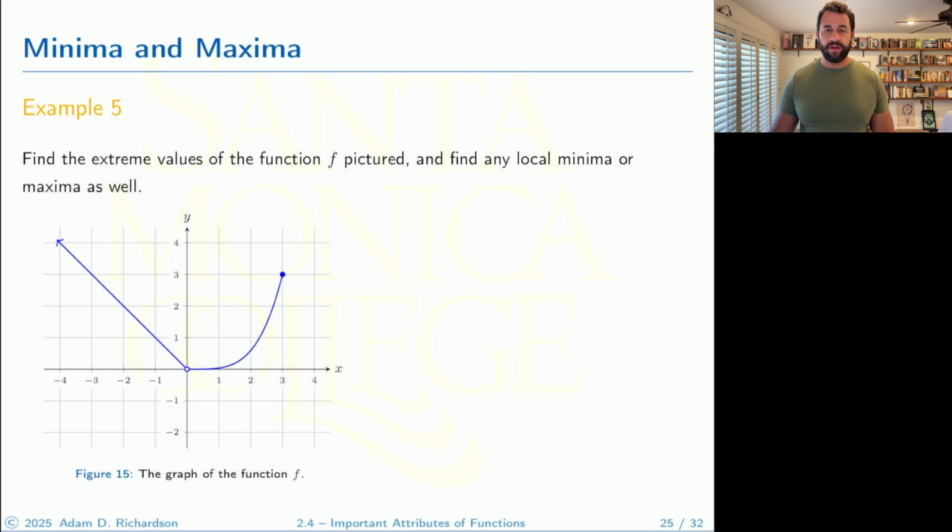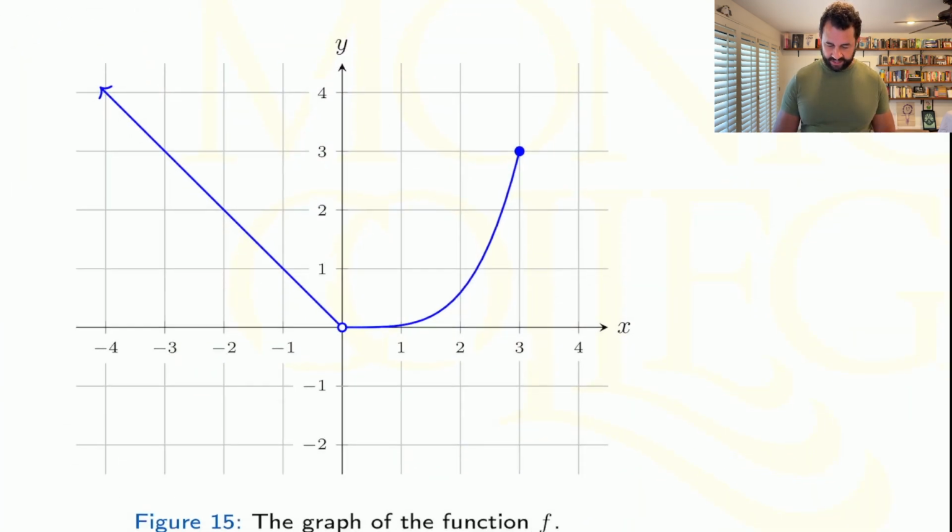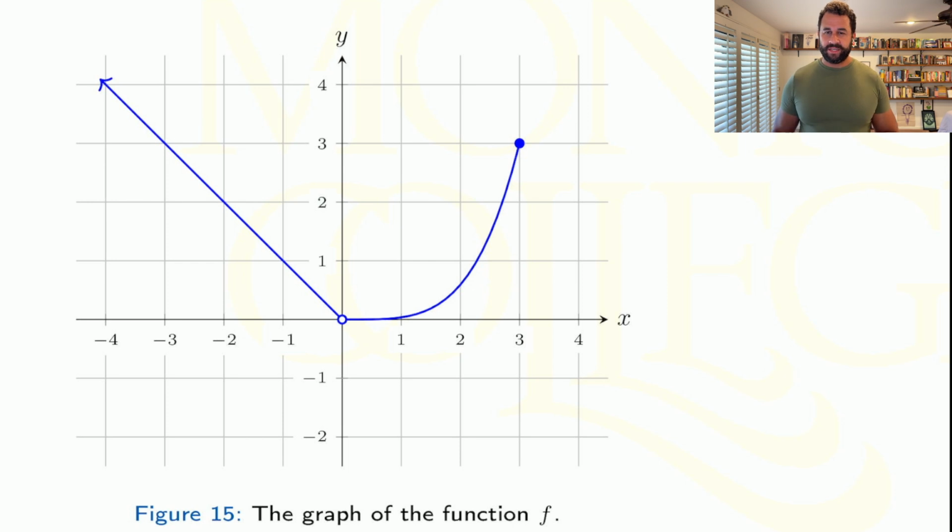All right, here we go. Let me zoom in on this graph a little bit here. Okay, so we're trying to find everything, local and global mins and maxes. And we've got to be a little bit careful here. So one thing I notice is this. Notice that the graph goes on forever. That means that the function values are going to get larger and larger without bound. So that means there is no absolute maximum whatsoever.